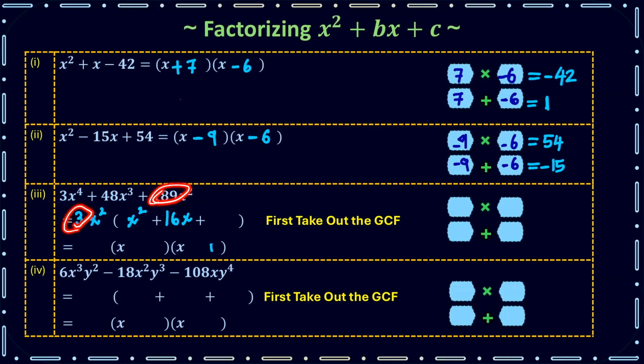189 divided by 3 here is 63. If you're not sure, you can do long division. And x squared is already factored out. x squared divided by x squared gives you 1. So 63 times 1 is 63.